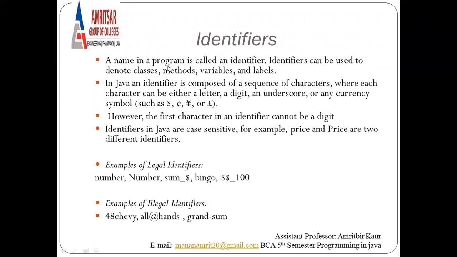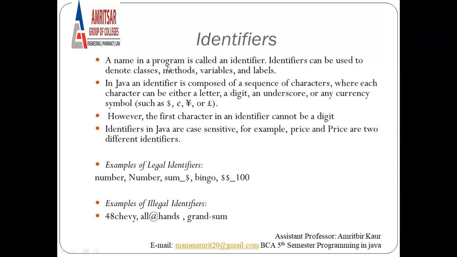In Java, an identifier is composed of a sequence of characters, where each character can be either a letter, digit, underscore, or any currency symbol. So when we want to declare an identifier, we can use letters like A to Z, then digits and underscore, and currency symbols mentioned in brackets. We can use these symbols only. We cannot use the @ symbol when we want to define an identifier.